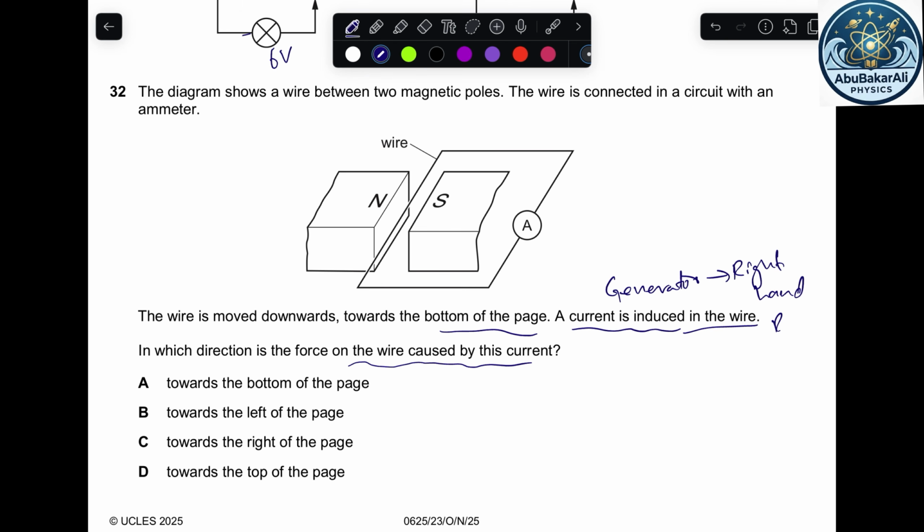Fleming's right hand rule. Okay, so we know the magnetic field is from north to south. This is from left towards the right side, and the wire is moving downward. So you have to stretch three fingers of the right hand, thumb, first finger, second finger, at right angles to each other, and the thumb will show you the direction of force when you align the first finger in the direction of magnetic field and the second finger in the direction of current. What I am getting here is towards the top. Okay, the thumb will be at the top when you align the first finger rightward and the second finger downward.